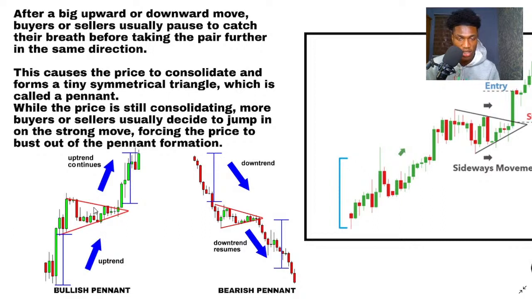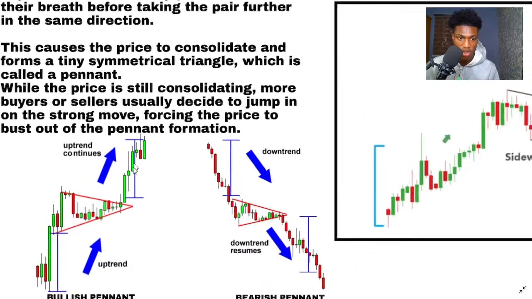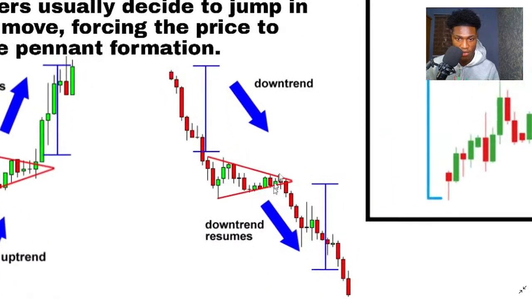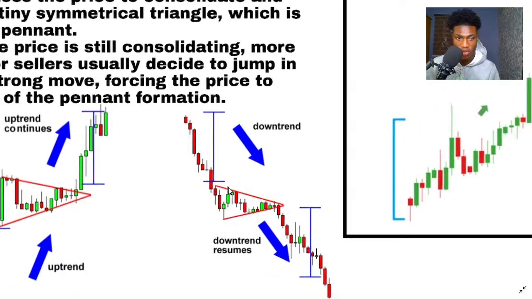So while the price is consolidating, more buyers and sellers usually decide to jump in on the strong move, forcing the price to burst out of the pennant formation, just like you have here. Buyers have decided to take this trade out of this resistance and continue the uptrend. Same thing here. Take the trade out of the bearish pennant, out of the support level, and continue with the downtrend.